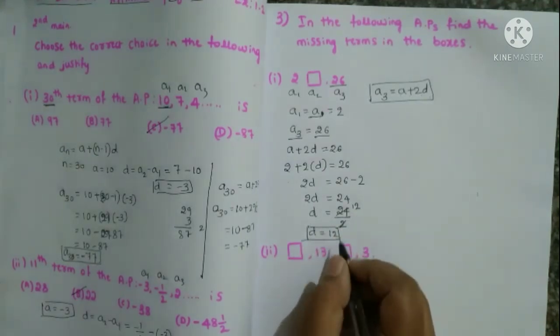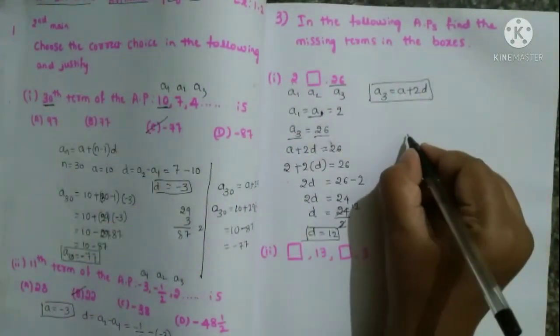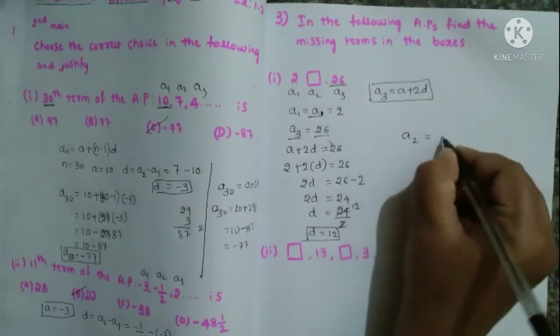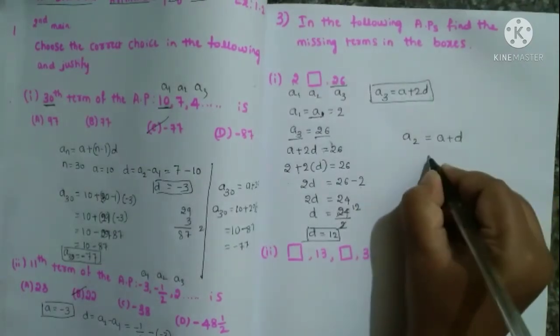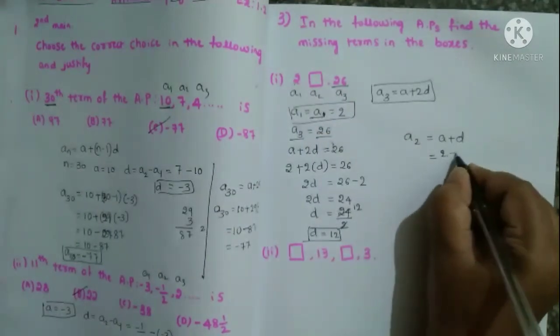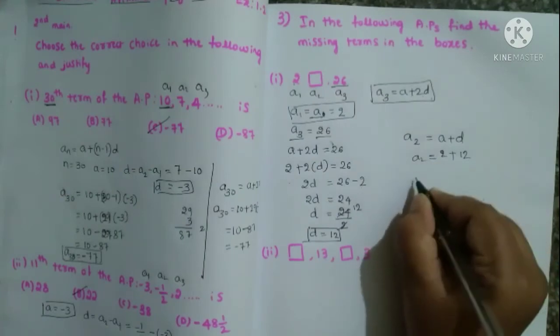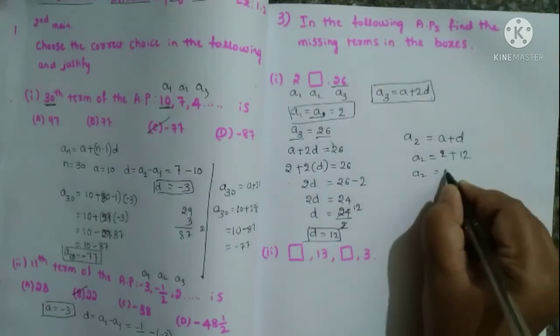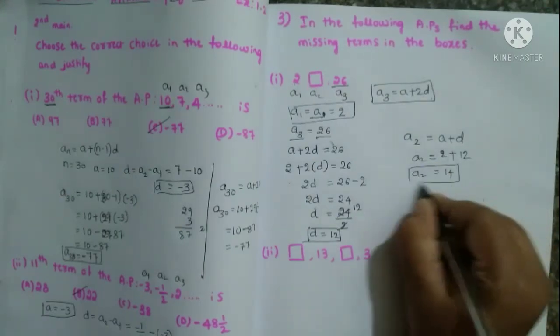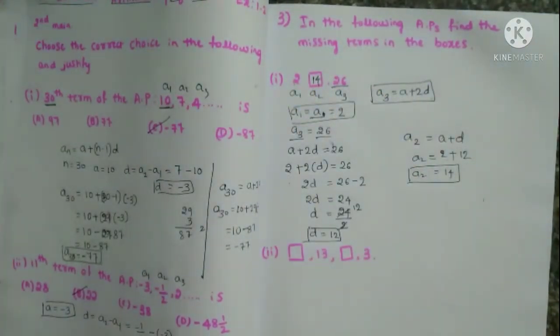So we have a1, a2 we don't know. So now we know the a2 formula, right? a2 is equal to what? a plus d. a value we have, what is that a value? a value is 2. 2 plus d also we got now, 12. So a2 equal to 2 plus 12, 14. In the box we should write 14, the missing term there. So we have written. Now we'll see the next sum, that is second sum.